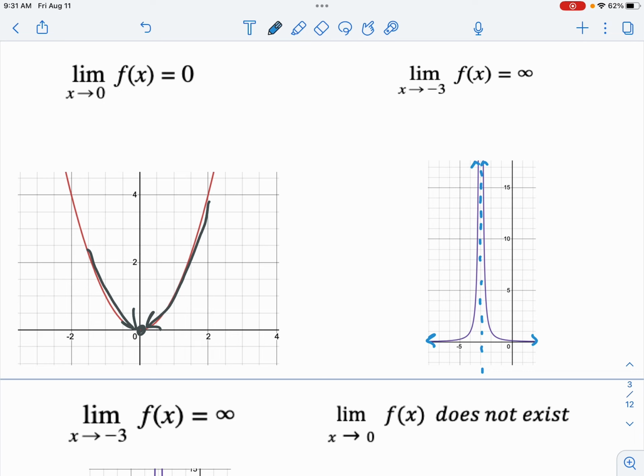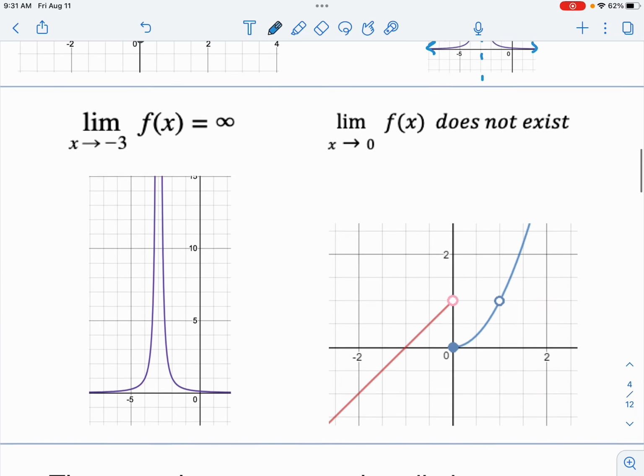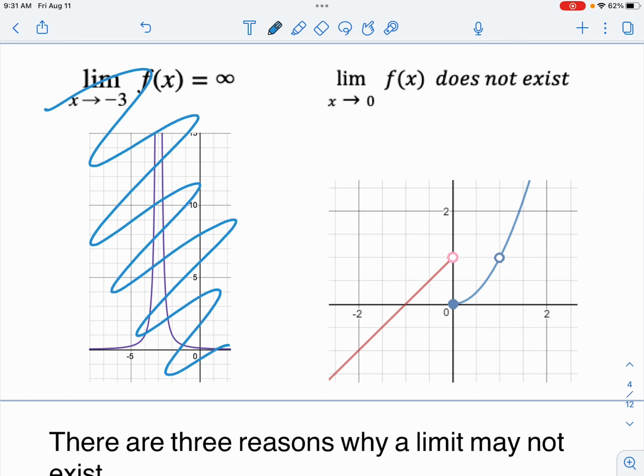But if you look as we approach from the left, as we approach from the right, this function is just getting infinitely higher. And so as it approaches -3, it's going to get closer and closer to infinity. And we'll talk more about the infinity limits in a second. This is the same one, so I'm just going to skip it.